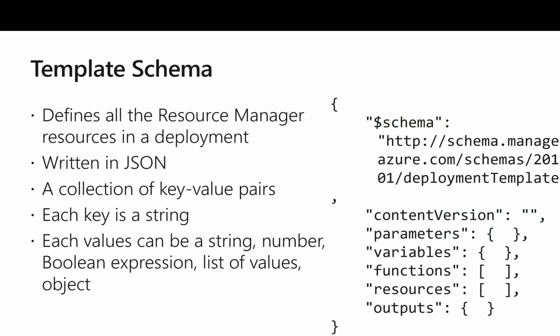And if we look at the schema of the template, it's a simple JSON file which defines all the resource manager resources in the deployment. If you look at the right hand side of the slide, we have a key value pairs structure, and each key is normally a string, and the value may be either a string, number, or a boolean like true or false. Or if we have multiple values, then we can define it as a list of values, or we can even specify an altogether entire object. The first two lines of the template mention the schema and content version, and these are generally fixed options, and users don't need to worry anything about it.